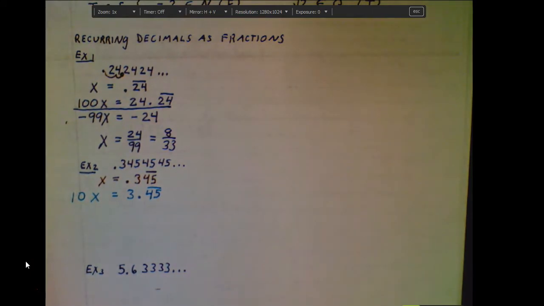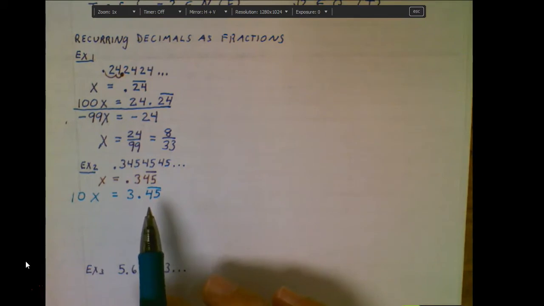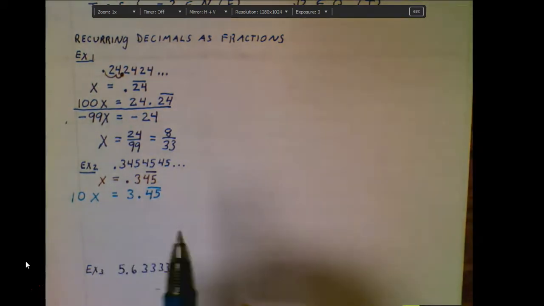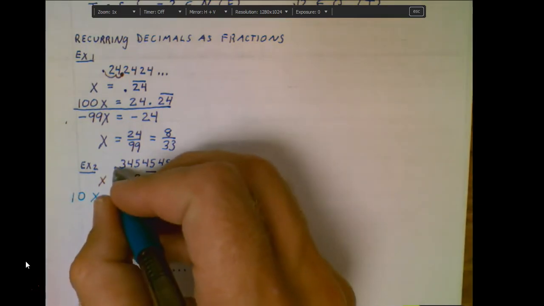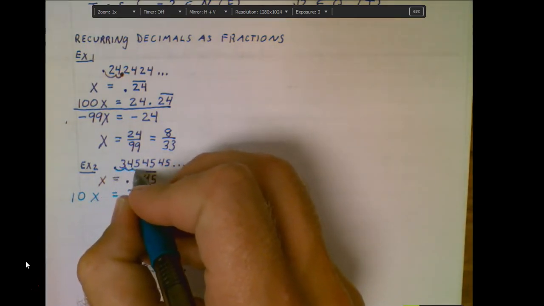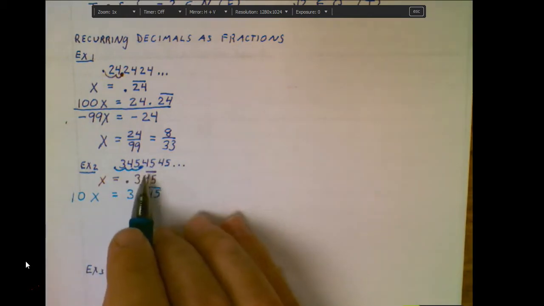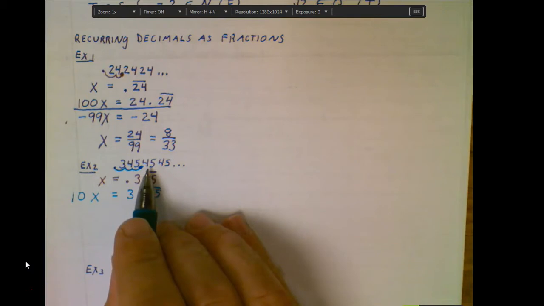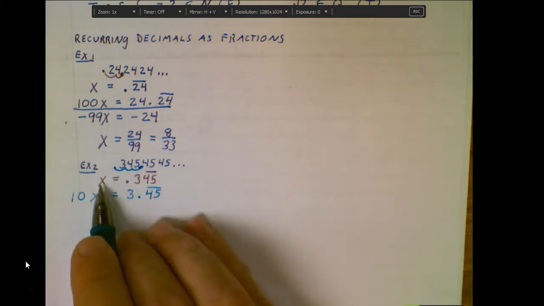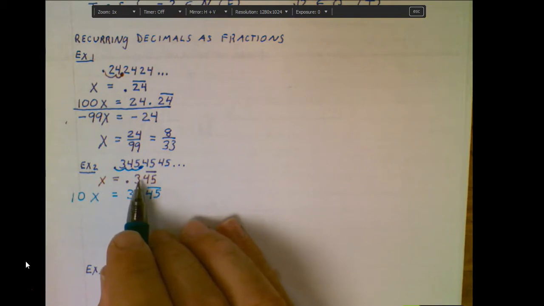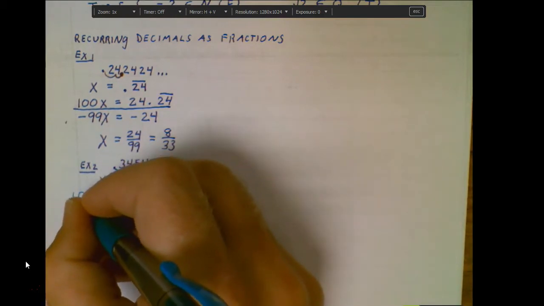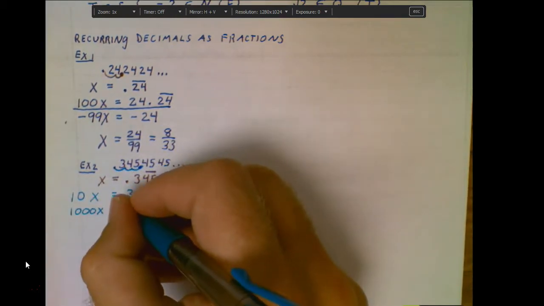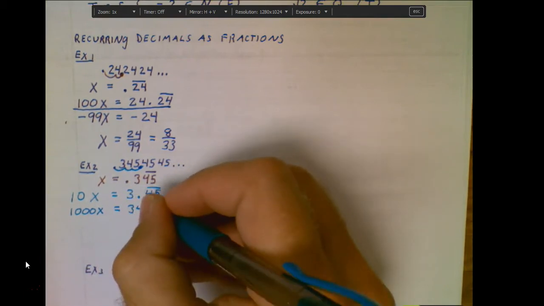And now I need one more equation that has nothing but repetition to the right of the decimal. So again, if you go back up to where we started, I need another expression that has 4, 5 repeating to the right of the decimal. So if I go back up top here, if I bump this over 1, 2, 3 places, that's going to give me 4, 5 repeating to the right of the decimal. So if I multiply this original expression by 1,000, that's going to bump the decimal over 3 places. So I'm going to have 1,000x equals 345.45 repeating.